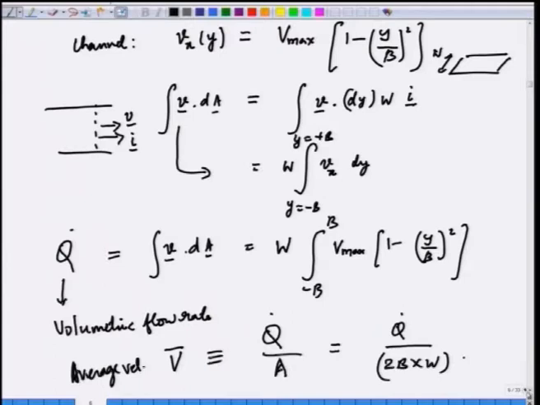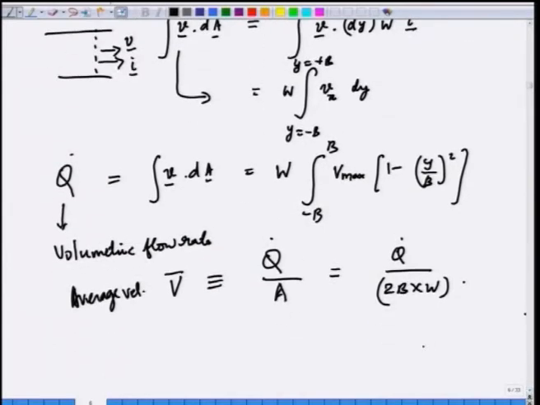Okay. The gap of the channel is 2b, and the width out of the paper is W. So, 2b times W is the cross sectional area of the channel. So, one defines the average velocity by computing the volumetric flow rate for a non-uniform flow and dividing by the area.